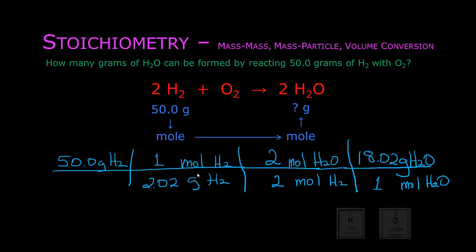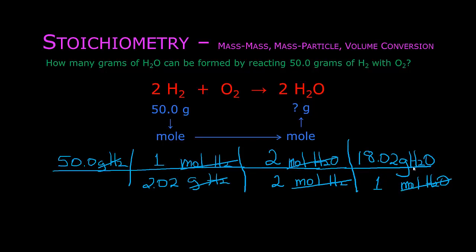Now just to check, to make sure, I'm going to cancel my units. I have grams of hydrogen on top and grams of hydrogen on bottom, so they go away. Moles of hydrogen on top and moles of hydrogen on bottom, so they cancel as well. And I've got moles of water on top and moles of water on bottom, so they cancel. I'm left with grams of water. That's what I'm looking for, so I know I set my problem up correctly.